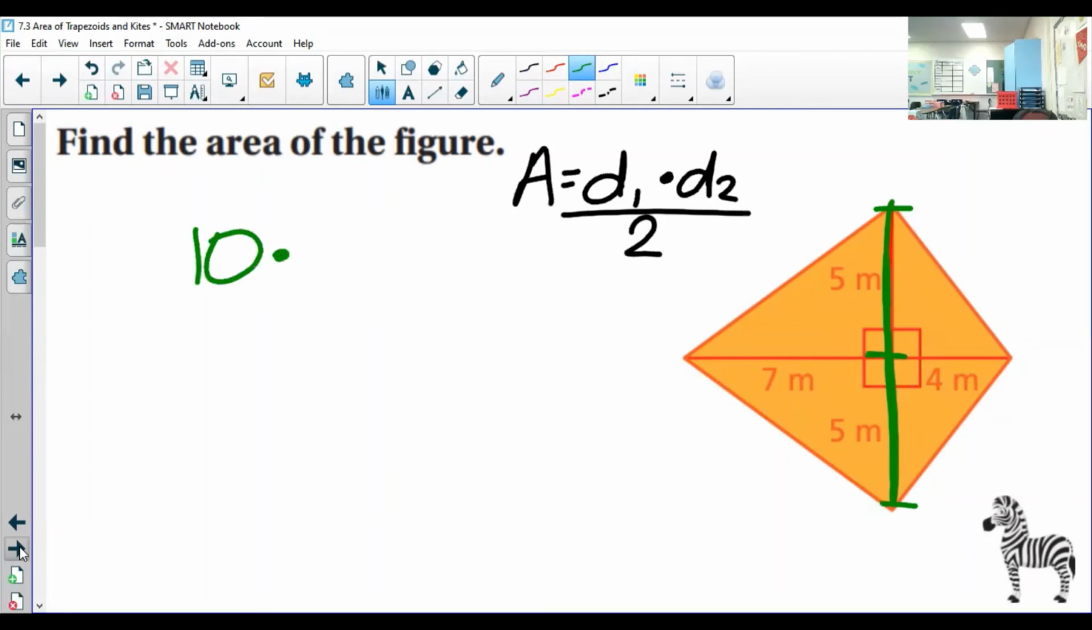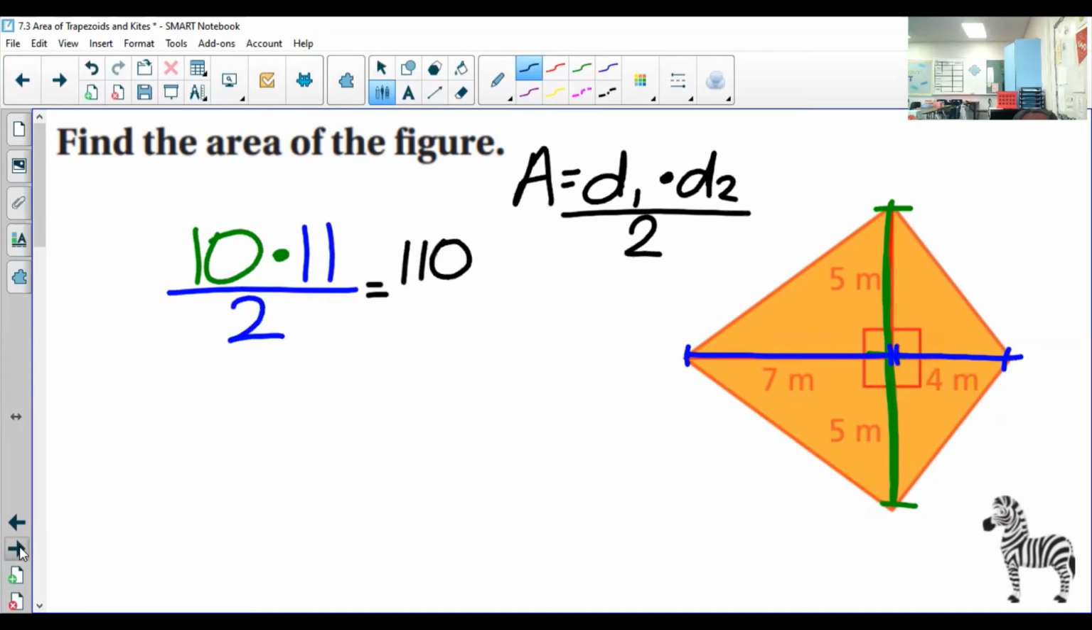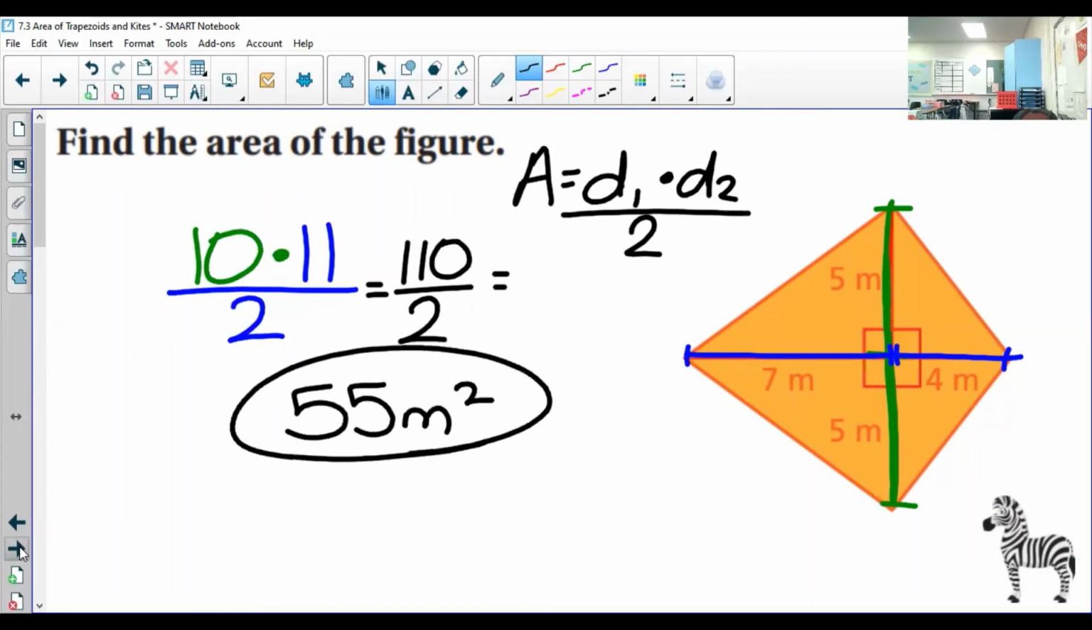Times my other diagonal, which is right here. This distance is 7. This distance is 4. What's 7 plus 4? 11. And then we divide by 2. So 10 times 11 is 110. 110 divided by 2 is 55. So my area of the kite is 55 meters squared. And that's how you do a kite. Okay, hopefully I didn't do that too fast.